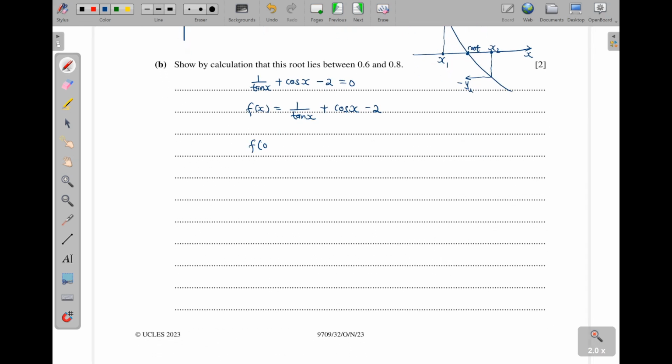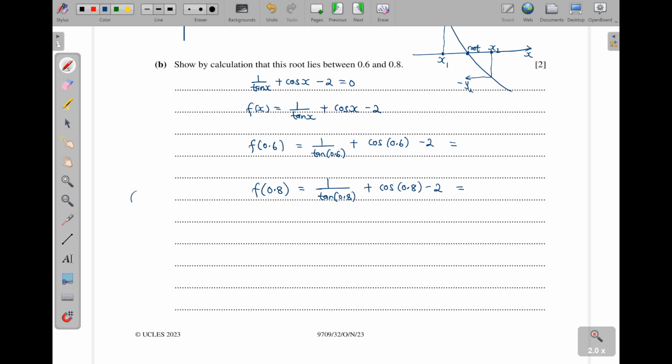So f of 0.6, what is it going to be? 1 over the tan of 0.6, plus the cosine of 0.6, minus 2. So what do we get? Also, we get f of 0.8. We also substitute it in here: 1 over tan of 0.8, plus cosine of 0.8, minus 2. What does it give us?